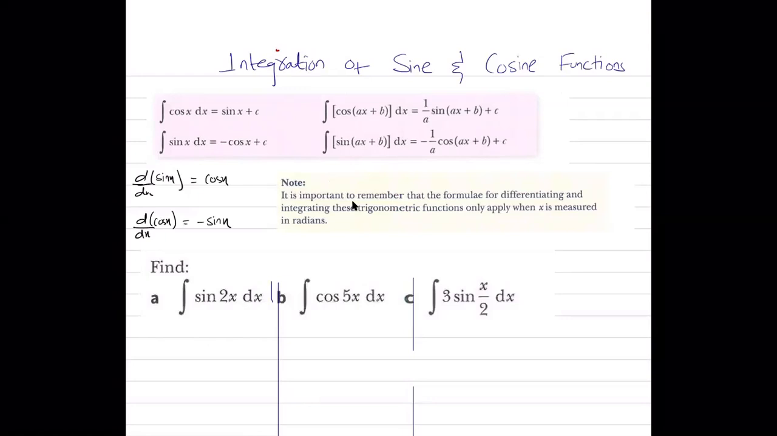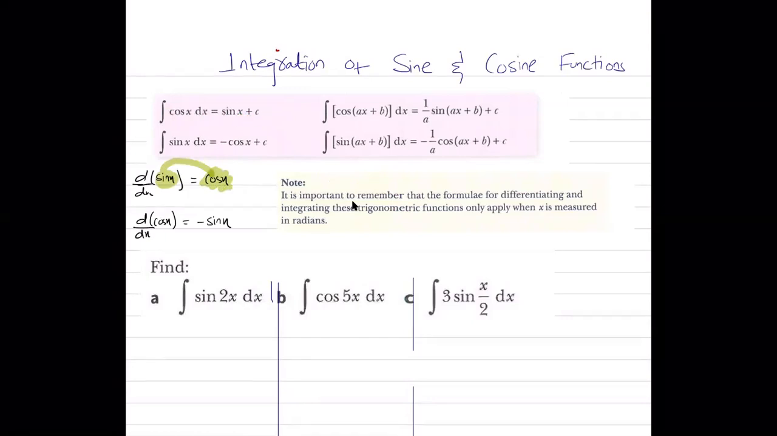So integration is the reverse process of differentiation. That is why, if I integrate cos x, I'm going to get sin x. That's why integration of cos x is sin x plus c.